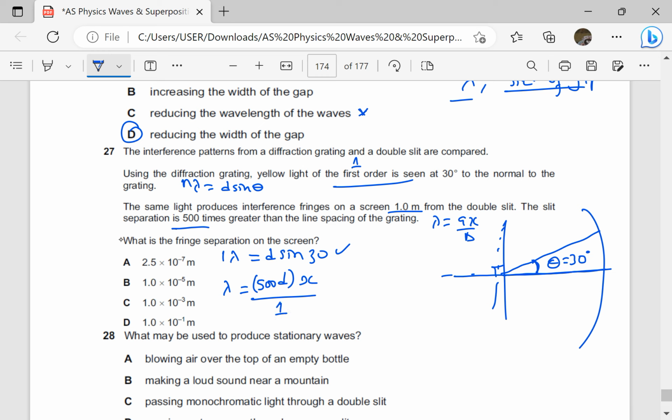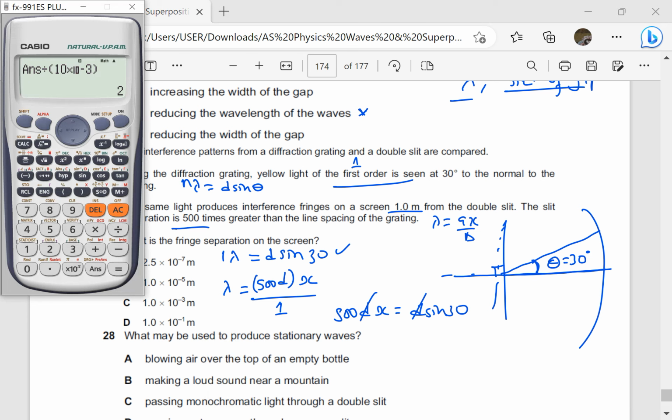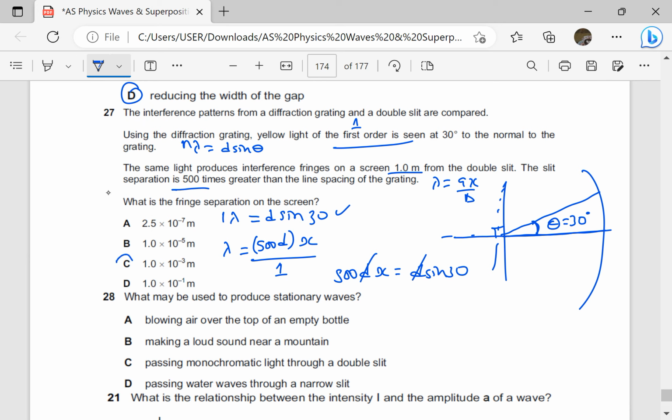So what is the fringe separation on the screen? We want to find x, so I will substitute for lambda here. Lambda is going to be 500 d times x, which is equal to d sine 30. I make x the subject, and d cancels out. So x is going to be sine of 30 divided by 500, which is 1 times 10 power negative 3, making our answer precisely C. So x is 1 times 10 power negative 3 meters, which is C.